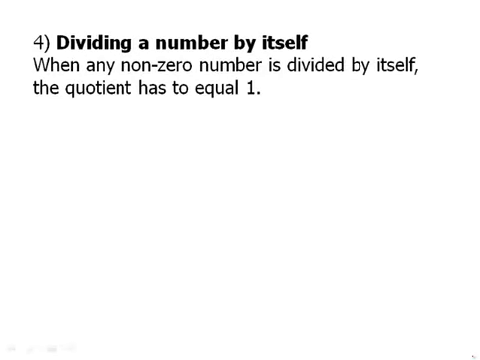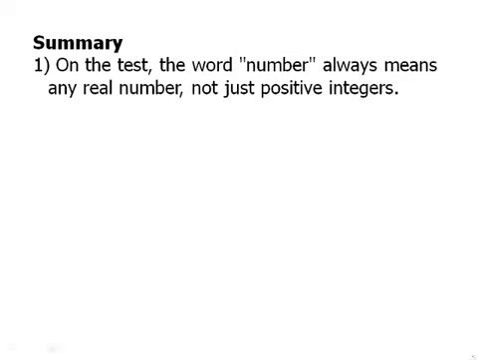Dividing a number by itself. When any non-zero number is divided by itself, the quotient has to equal 1. We can express this as A over A, or A divided by A equals 1. Again, very straightforward. So in summary, the test is going to use the word number. And this always means any real number, not just positive integers. It's very important to keep numbers versus integers versus positive integers straight. Those are 3 different sets.